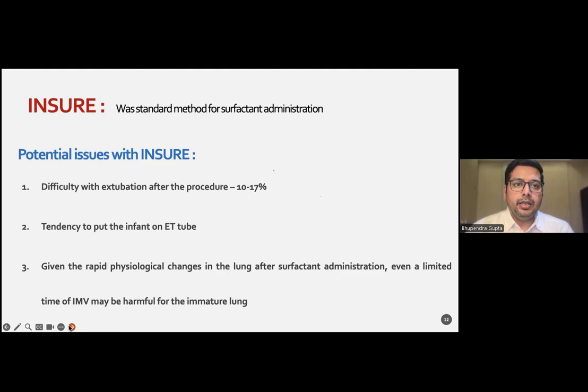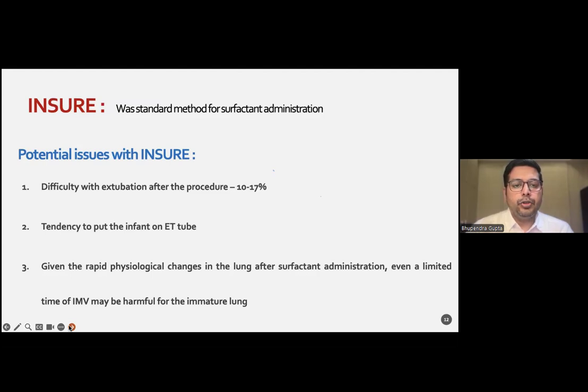Then after intubation, we insert around a 4 or 5 French tube, and we administer the surfactant as a small liquid volume of 1 ml. Then we have to give positive pressure ventilation for distribution of the surfactant, and any amount of positive pressure ventilation in preterm is harmful. So the potential issue with INSURE is that there is a difficulty with extubation after the procedure.